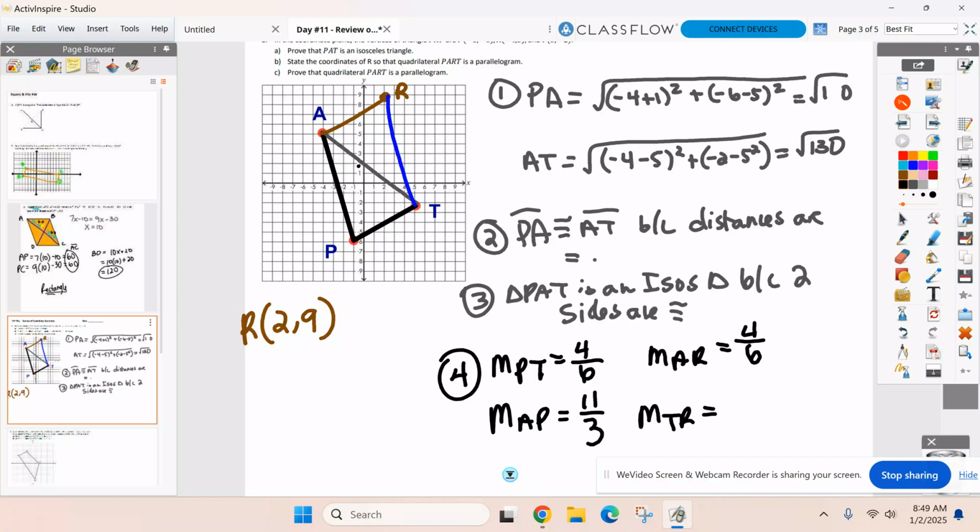But take a look. If we're going from A to P, it would be negative. Correct. Yep. Negative because it's going downhill there. So negative 11 thirds for both.